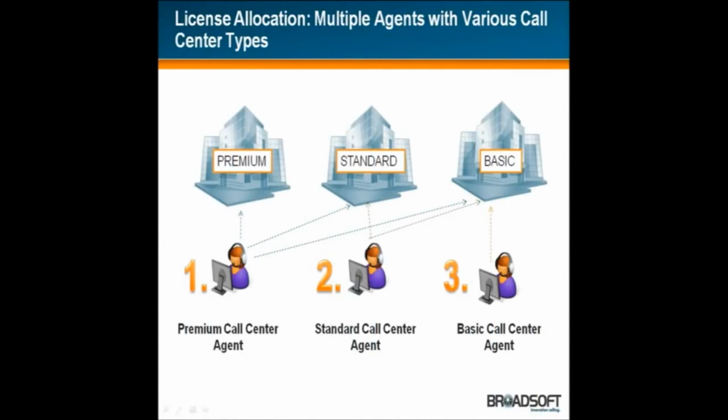These licenses are only supported with standard and premium call center queues. To properly utilize your BroadWorks licenses, it is important to understand how the licensing works when agents will be assigned to multiple call centers of various call center types. Agent number 1 represents a premium call center agent. If a user is assigned a premium call center license, they can also be assigned to any premium, standard, or basic call center within the enterprise group.